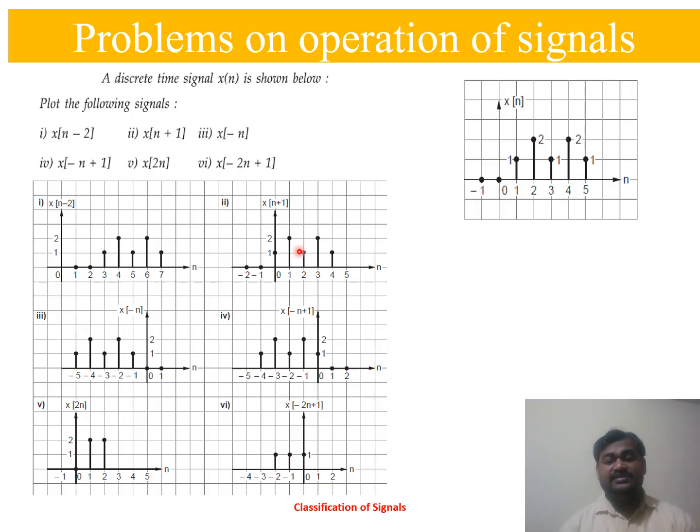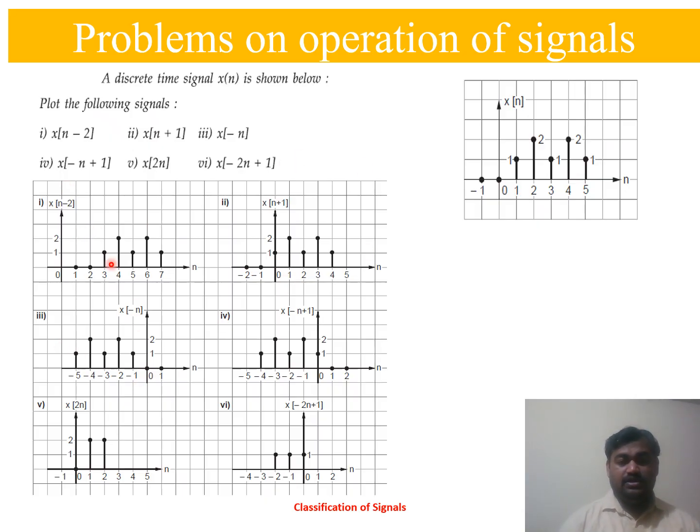Second one, x of n plus 1. What is x of n plus 1? Plus 1 denotes advance. Here, advance by 1 unit. This is the given waveform. In the waveform, advance the signal by 1 unit. The signal starts at 1. With one shift of advance, this will start at minus 2. So this is x of n plus 1, the signal advanced by 1 unit.